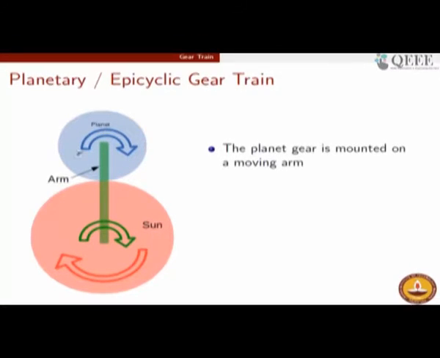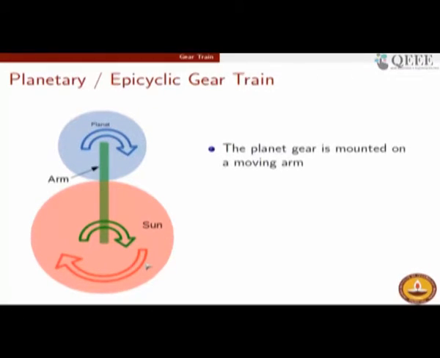Similarly, this planetary gear will rotate about its axis because it has a certain motion, and because it is being carried over an arm and the arm is undergoing rotational motion about this point, you will have a revolutionary motion also. So the planet will rotate about its axis and the arm will cause the revolution of the planet about the entire periphery of this sun gear.